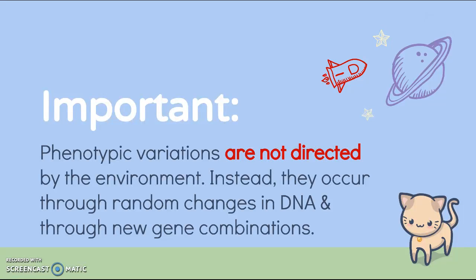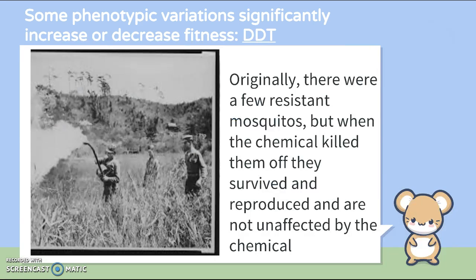But it's important to remember that phenotypic variations are not directed by the environment. Instead, they occur through random changes in DNA and through new gene combinations. So if an individual happens to have a trait that is better suited for that environment, potentially that individual will go on to survive, reproduce, and pass it on to their offspring. But the environment is not going to cause these organisms to change. That's important to remember.